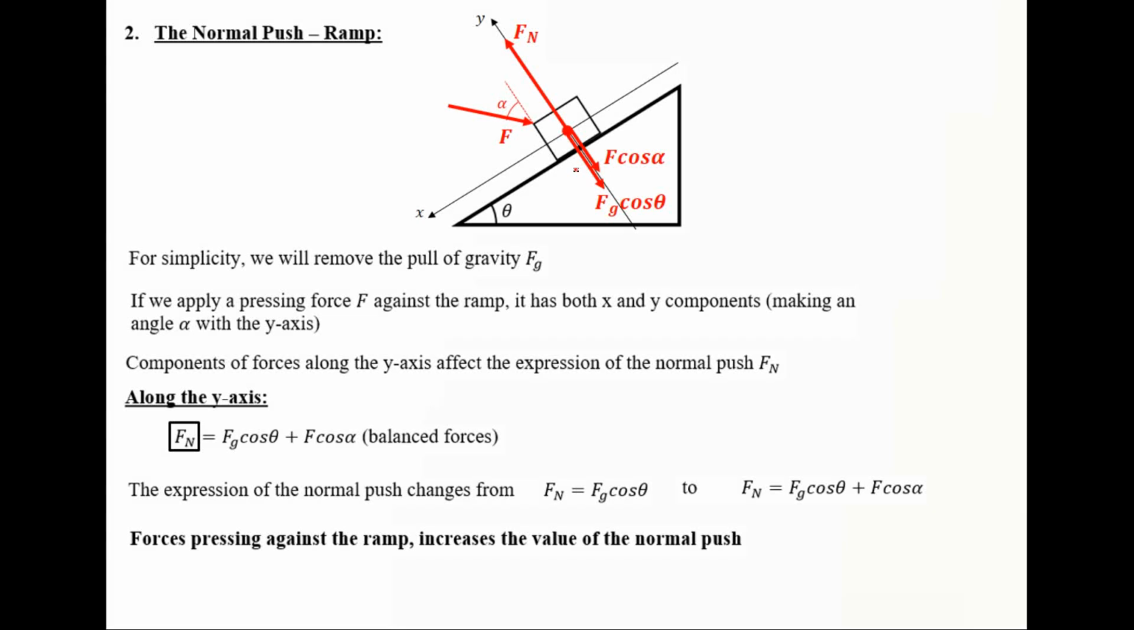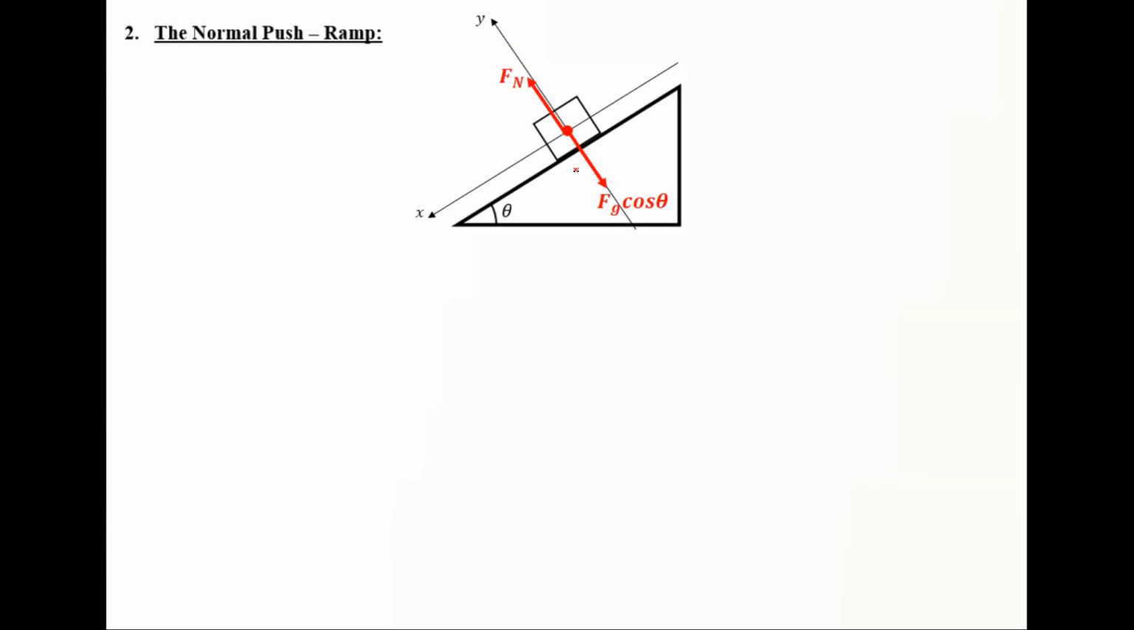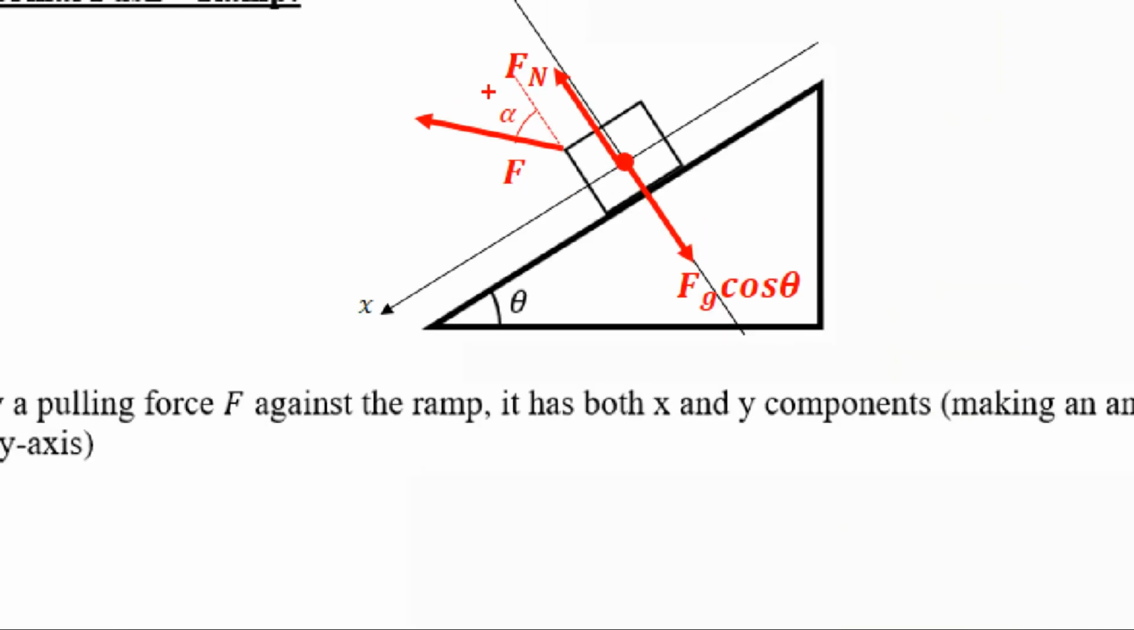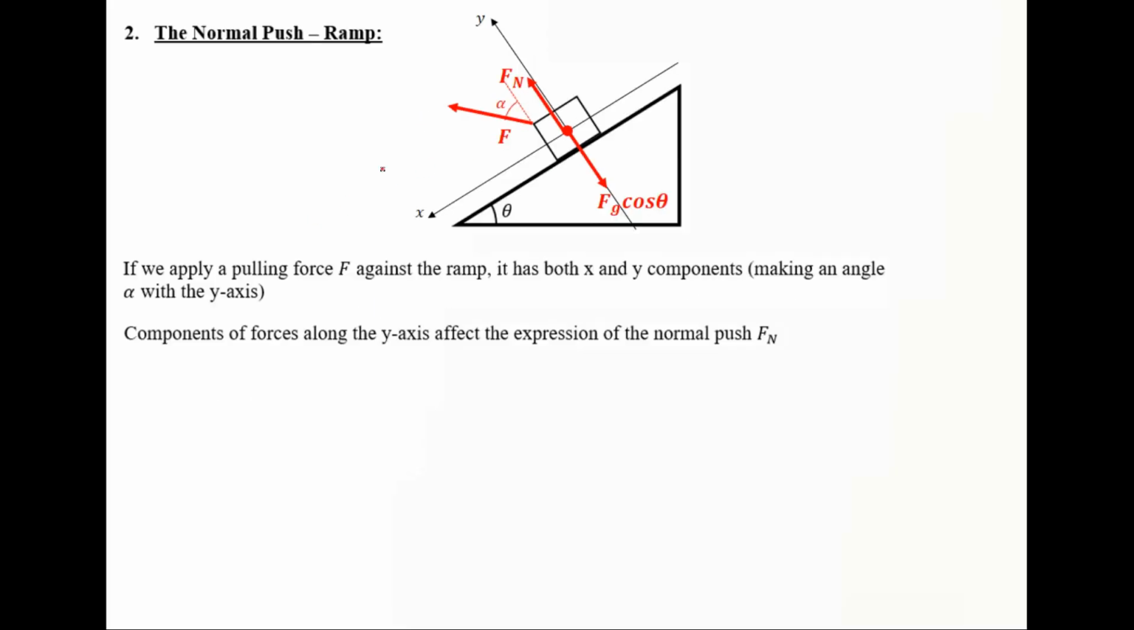Forces pressing against the ramp increase the value of the normal push. Now if you're applying a pulling force F against the ramp, it has both x and y components, making an angle alpha with the y-axis. Here, this is a pulling force, which means it will help the normal push, making it decrease in value. Components of forces along the y-axis affect the expression of the normal push Fn.